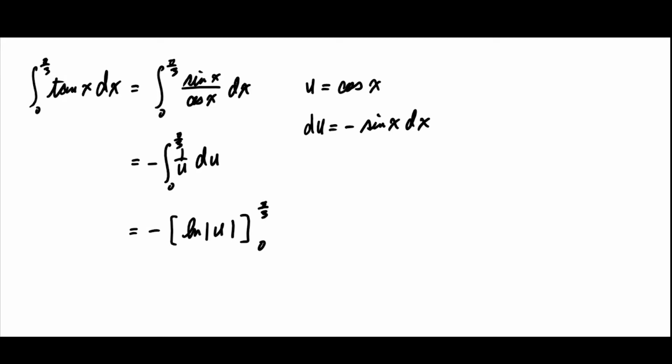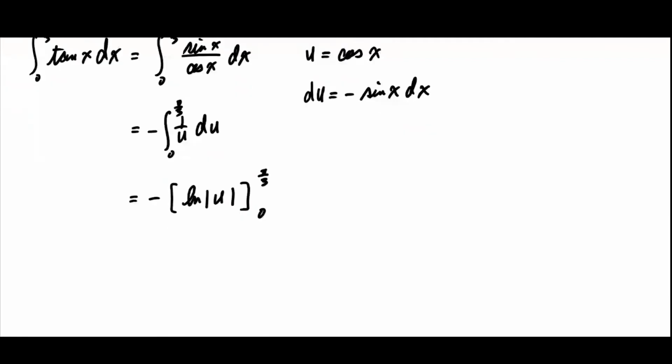Because 1 over x, 1 over u, 1 over y is the only thing that becomes ln and nothing else. Good. Okay, and then we substitute. Let's see what we got. ln pi over 3, whatever that is, minus ln, whoops, now we have a problem.